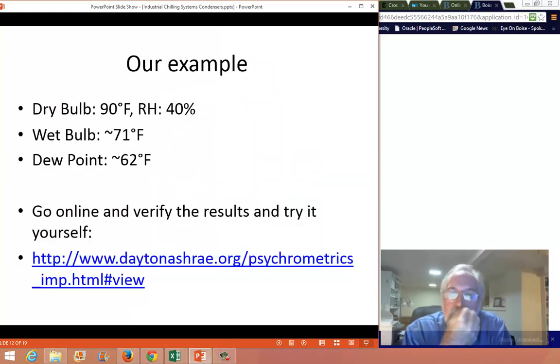So it's at 90 degrees Fahrenheit, relative humidity 40%. The wet bulb is 71 degrees. Dew point is 62. There are online calculators. Here's one I've found from the Dayton ASHRAE chapter. Lots of other ones out there. Go ahead and try that out for yourself and get a sense for that.